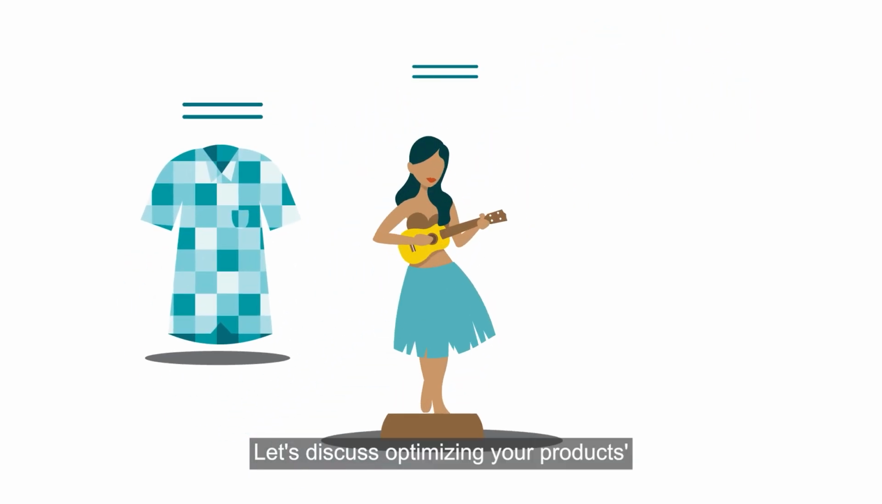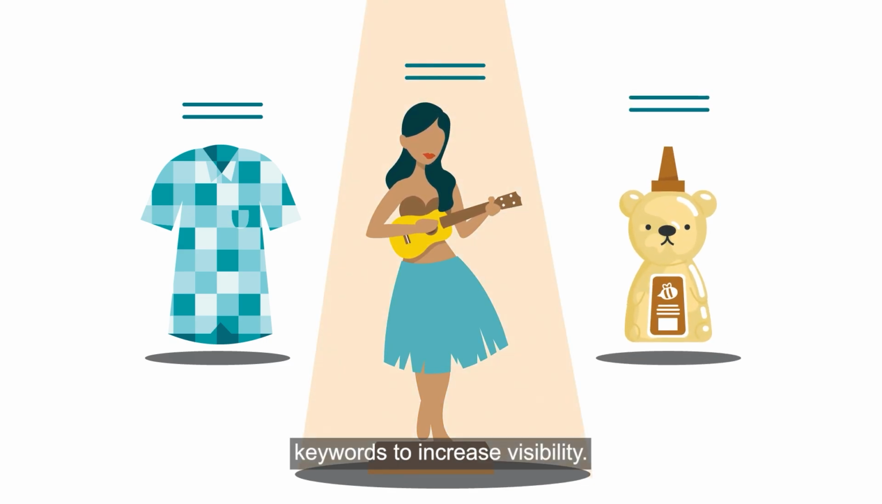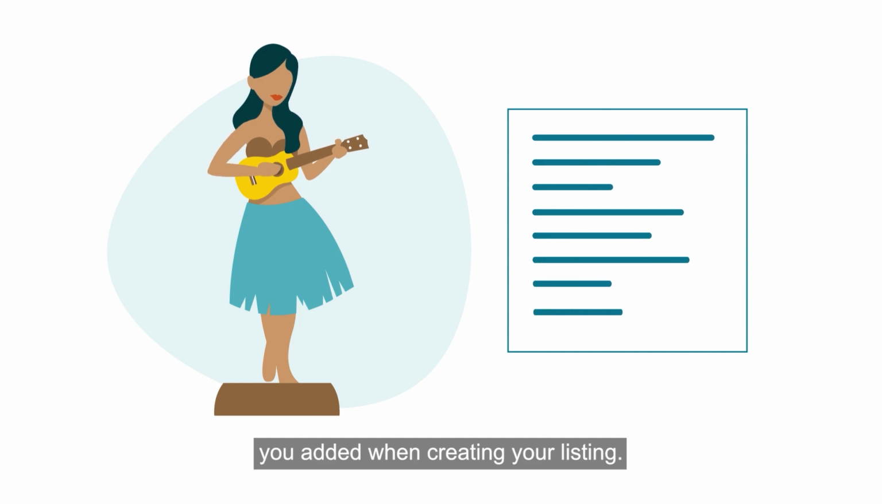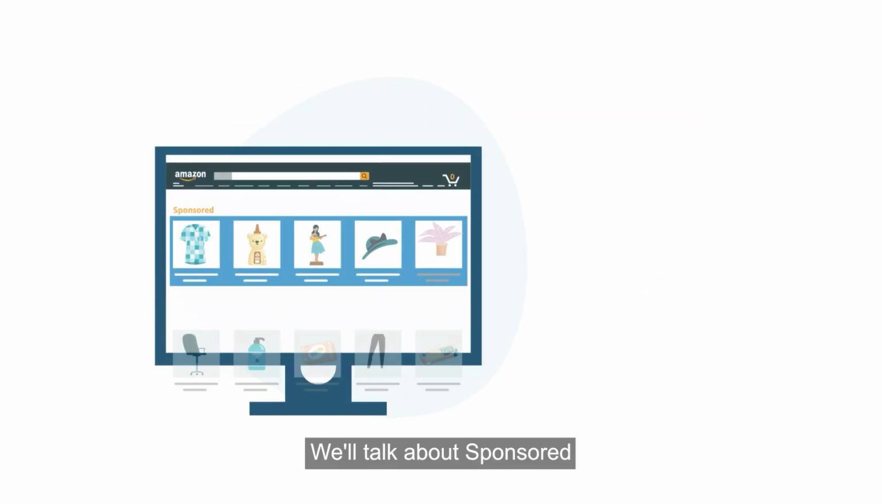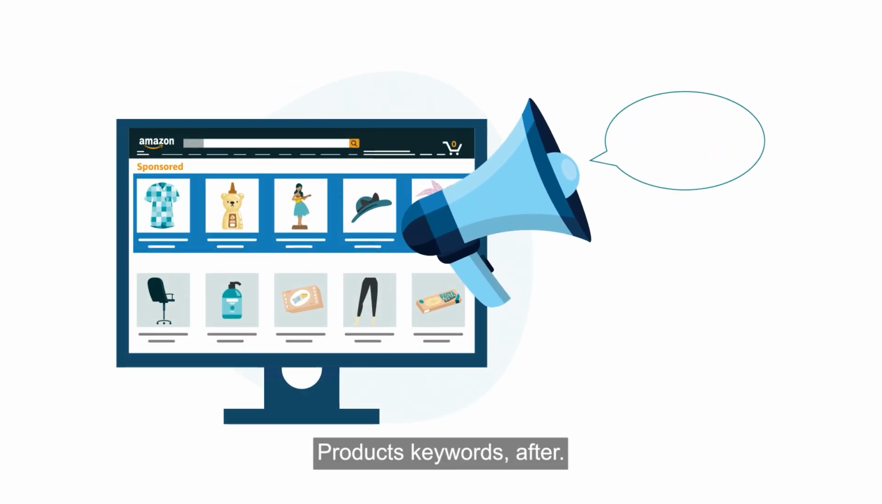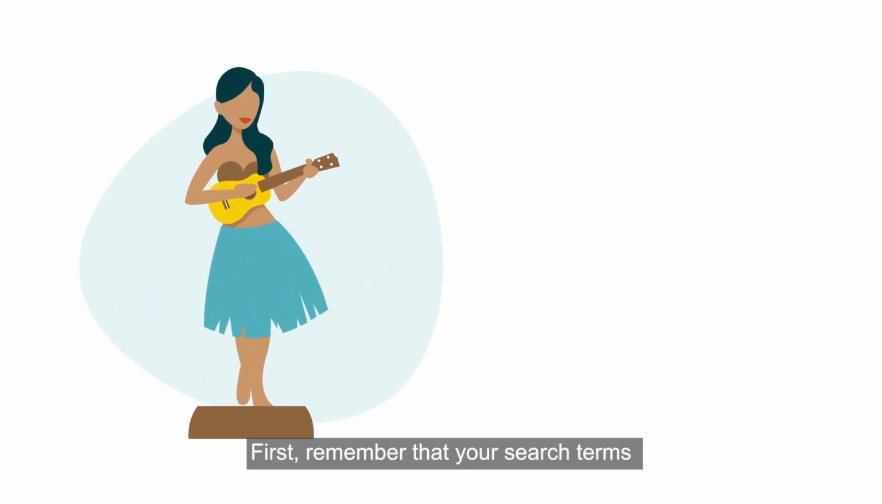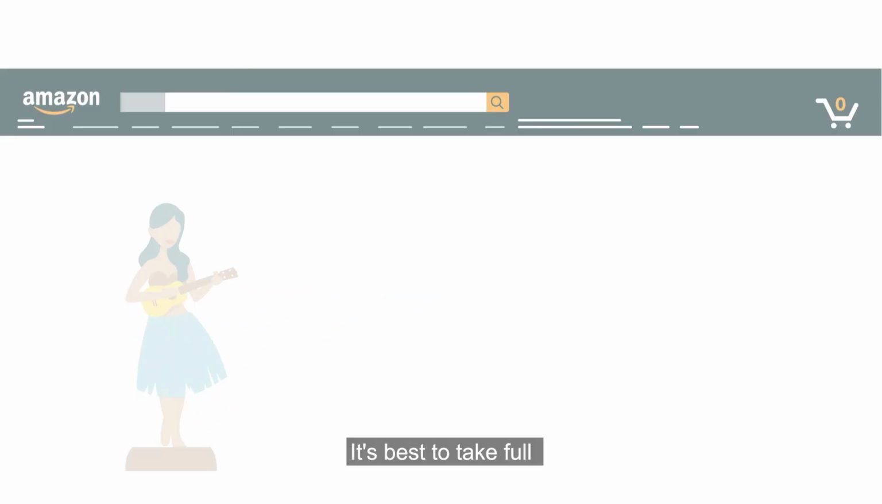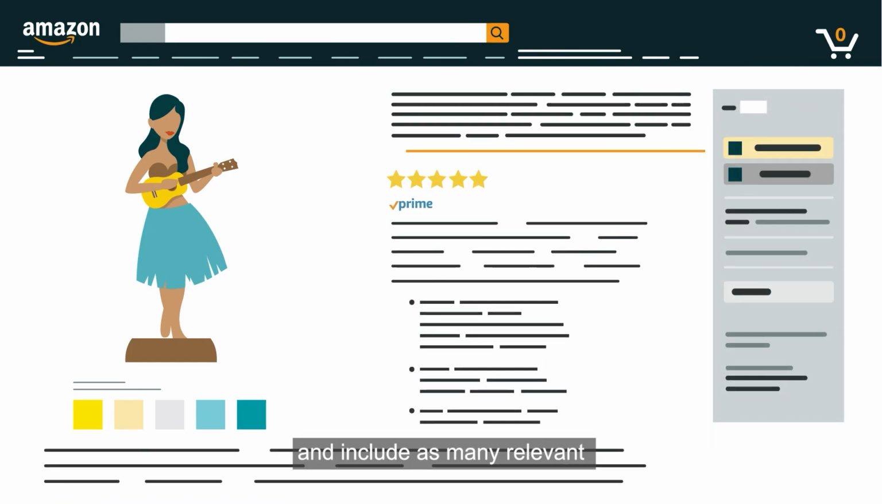Let's discuss optimizing your product's keywords to increase visibility. Please note, these are the keywords you added when creating your listing. We'll talk about sponsored products keywords after. First, remember that your search terms have a limit of 250 characters. It's best to take full advantage of this space and include as many relevant terms as possible.